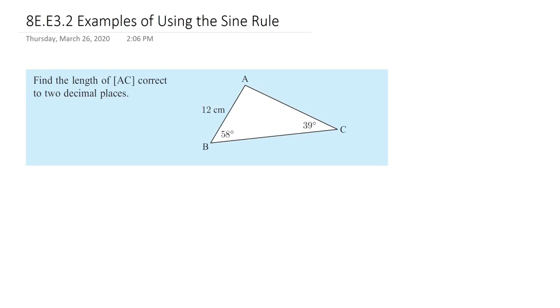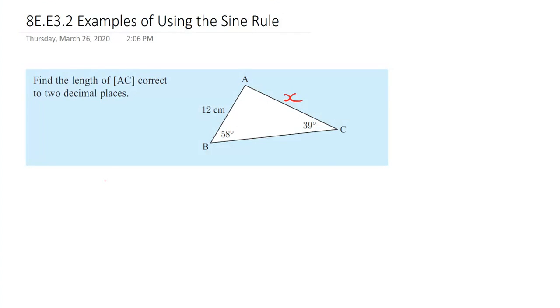Hello everybody. Today we're going to look at some examples of how to use the sine rule. So in this first example, we've got to find the missing length AC. I'll designate it with an X there. There's no need to relabel this because we can use any version of the sine rule that we like. So let's write it out.